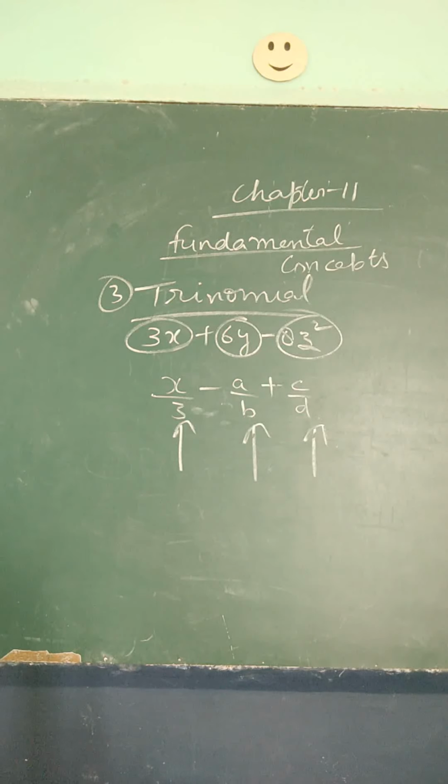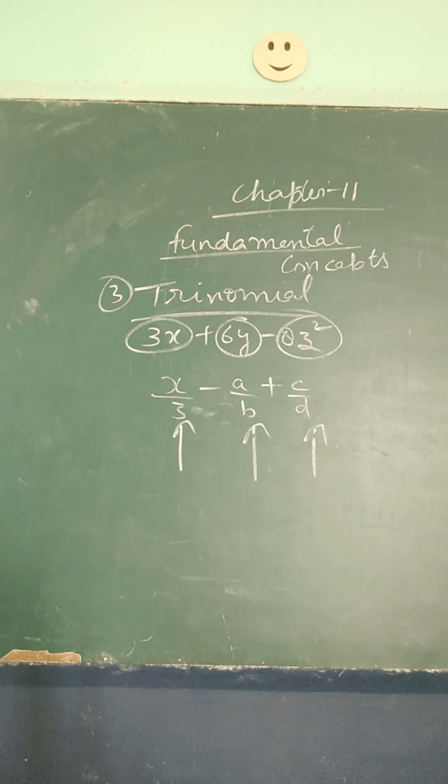Now, what is the multinomial? A multinomial has more than three terms. When we have more than three terms in a multinomial. Okay. Next is our polynomial. A polynomial has two or more than two terms. That is called the polynomial.